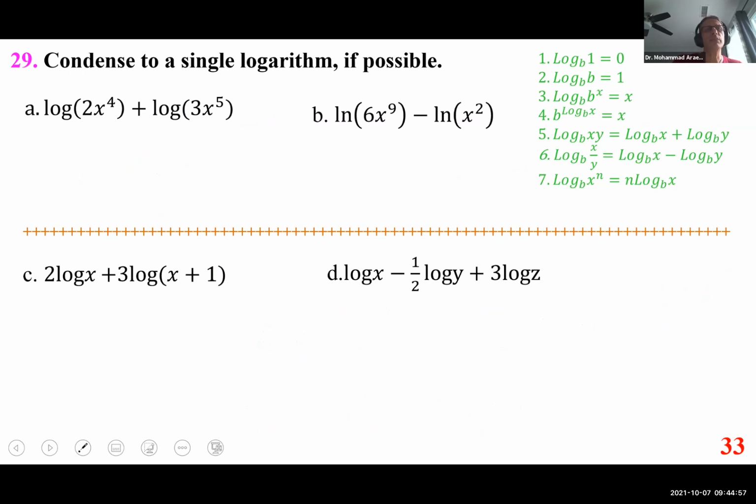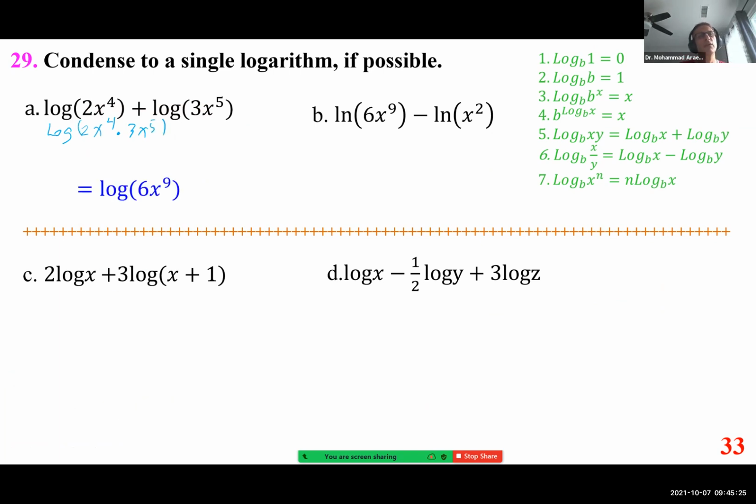Now we want to put them back together into a single log. Again, we are going to go back and forth with the properties that we have learned. So in this case, log of this times that. So it becomes log of 2x to the power of 4, 3x to the power of 5. And you have the answer.